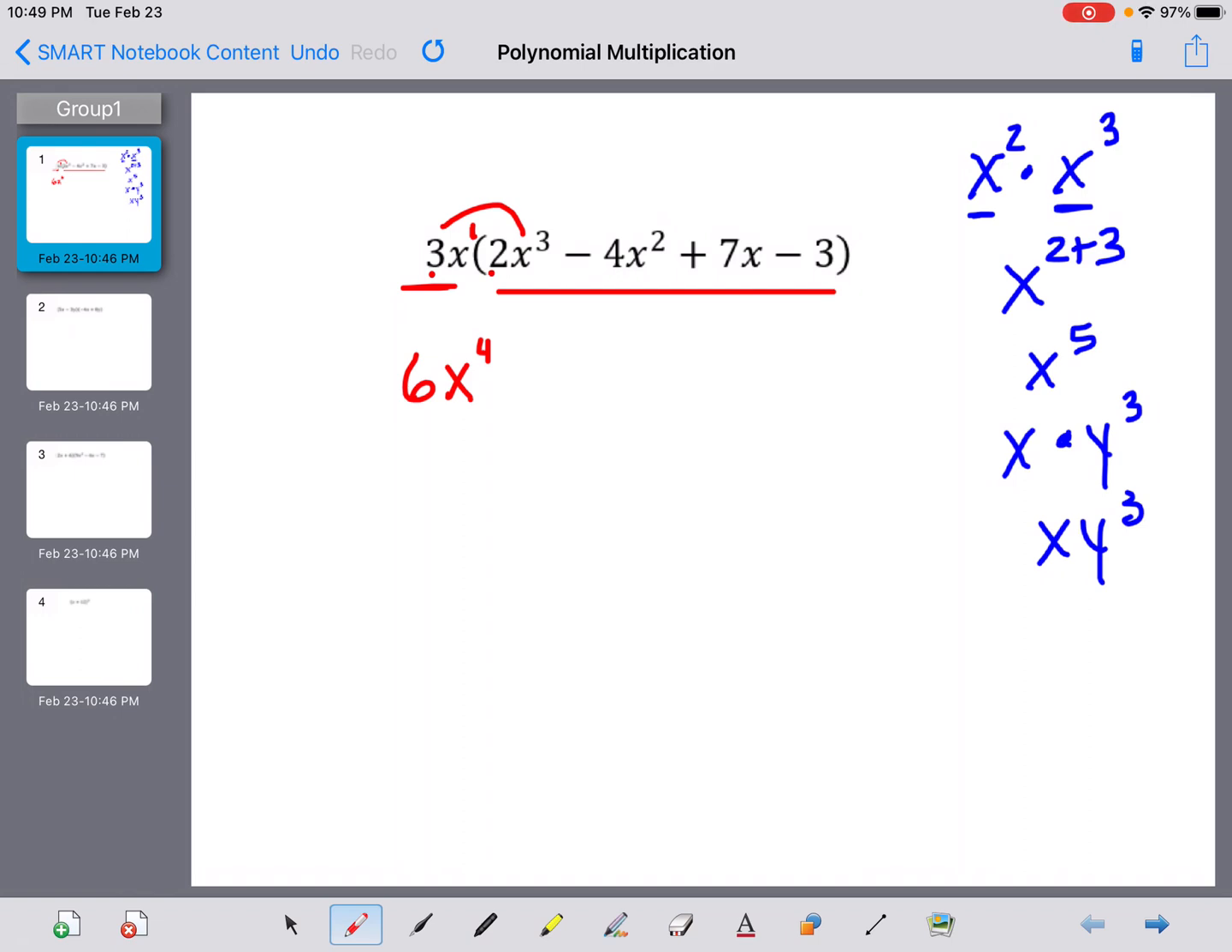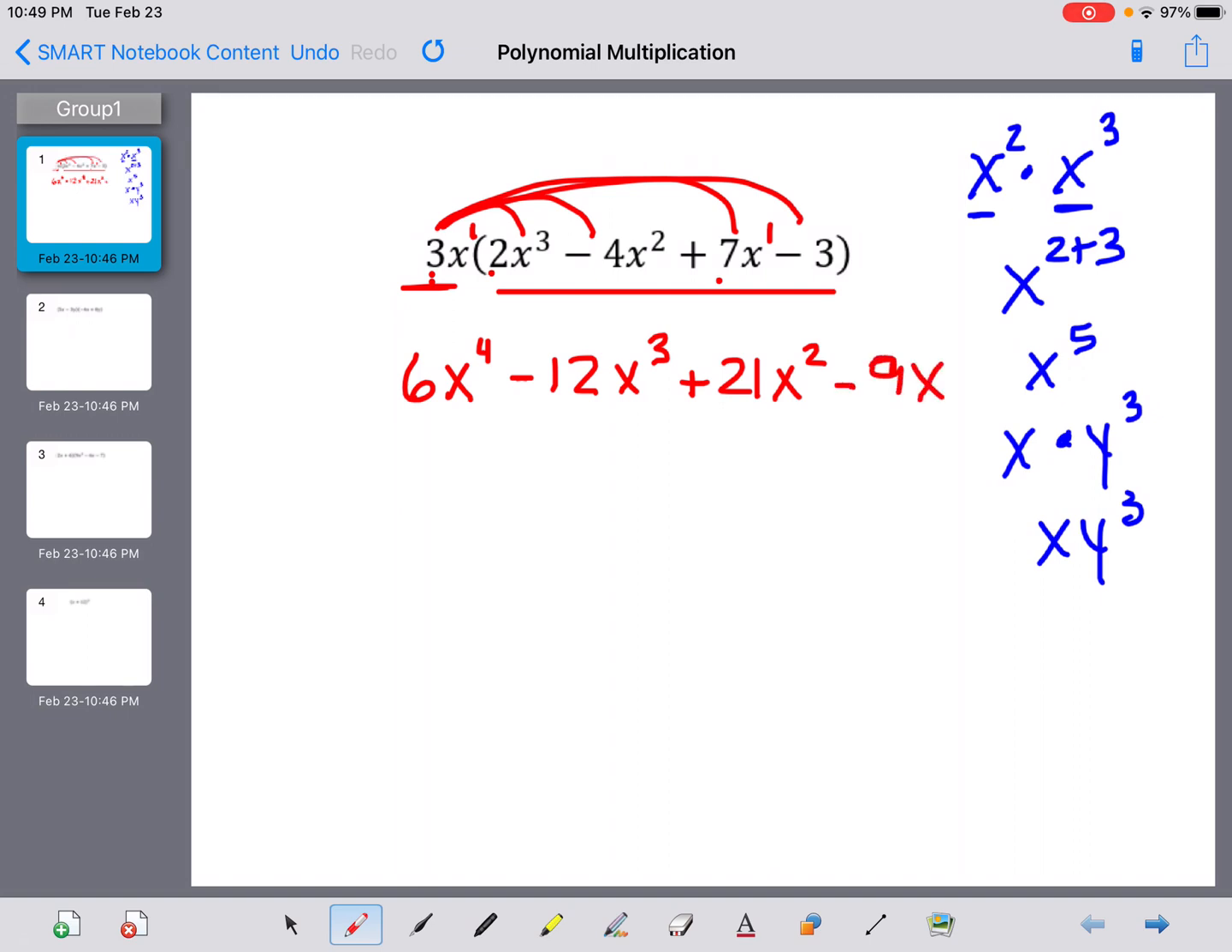Now I go to the next term. 3x times negative 4x squared, so 3 times negative 4 is negative 12. And then my exponents, x to the first times x squared, again I add those powers, I get x to the third. When I take it to the next term, my coefficients first, 3 times 7 is positive 21, and x to the first times another x to the first, I add those powers, it becomes x squared. And 3x times negative 3 becomes negative 9x.